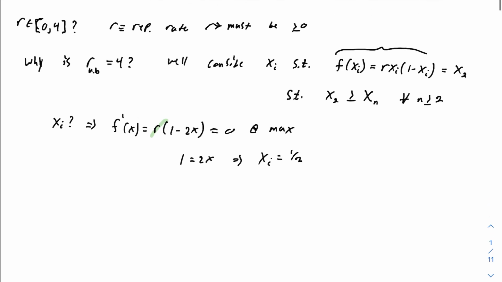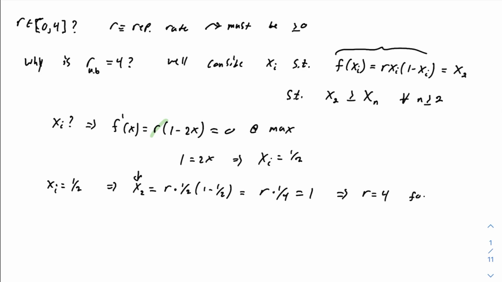Okay, so if x initial equals 1/2, that would mean x_2 is equal to r times 1/2 times (1 minus 1/2), which is equal to r times 1/4, and it has to be at most 1. My highest population size that I can get has to be 1. If it's not 1, then my population size will go negative, and I don't want that. So then we get r equals 4 for our upper bound.